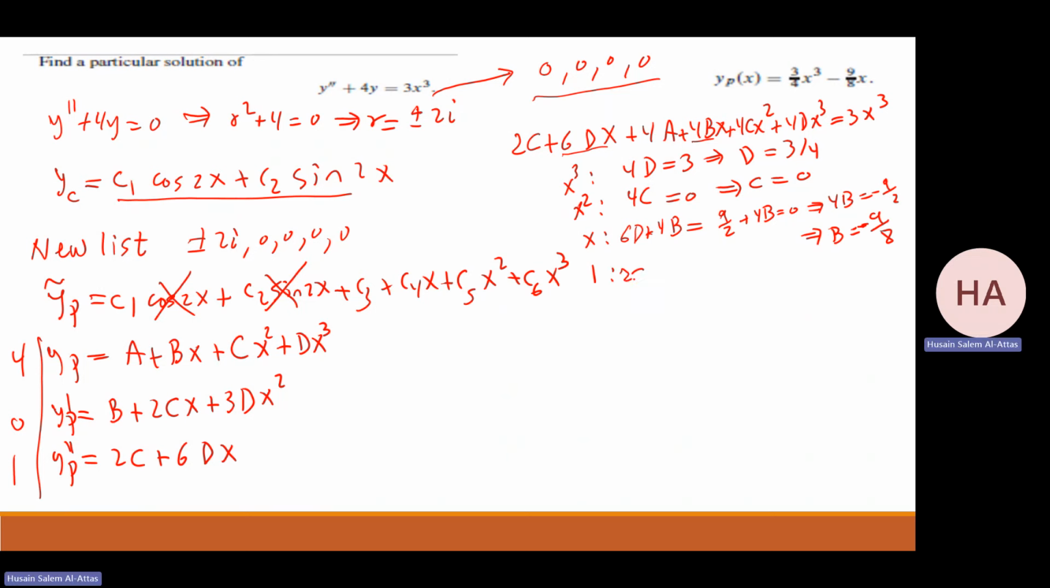Constant, I have 2c plus 4a, and that should equal 0. c is 0. So I have 4a equals 0. So a equals 0. So what is my yp? My yp will be what? a, which is 0. b times x, minus 9 over 8 x. c is 0. d is 3 over 4, x cubed, which is this. Sometimes he doesn't want you to find the constants, but he wants you to find the general form of the particular solution. Okay.